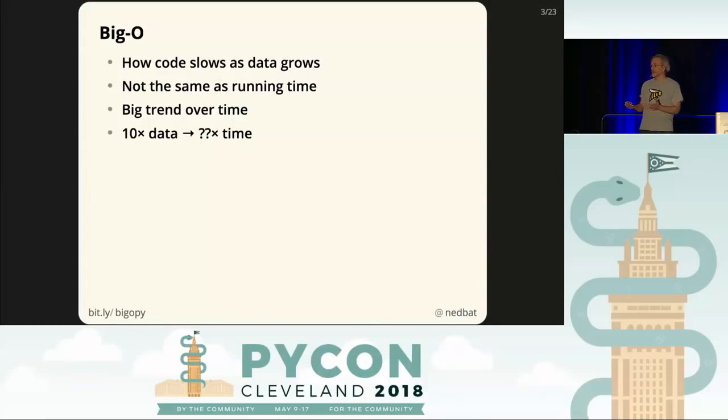Some code will take 10 times as long. Some code will take twice as long. Some code will take 100 times as long. And some code won't take any longer at all. And Big O is all about characterizing that growth of the time of the code as the data grows, how the code slows as the data grows.